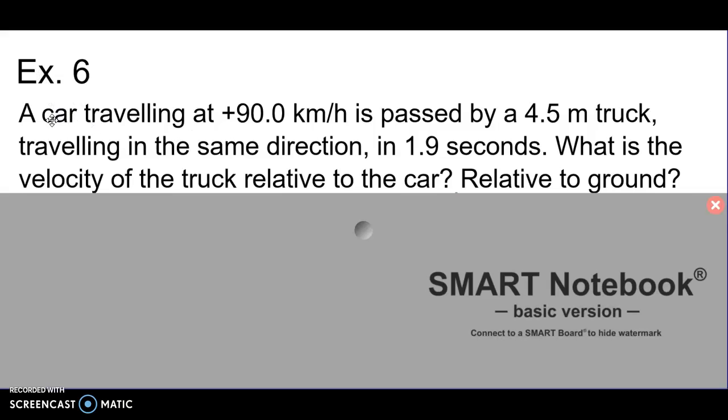All right, now I think this is our last example. So, example 6. A car traveling at positive 90 kilometers per hour is passed by a 4.5 meter truck traveling in the same direction in 1.9 seconds. What is the velocity of the truck relative to the car and relative to the ground?